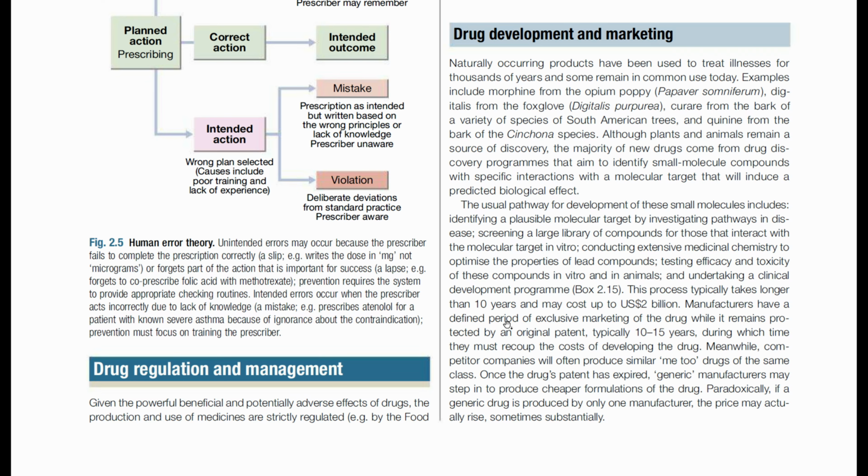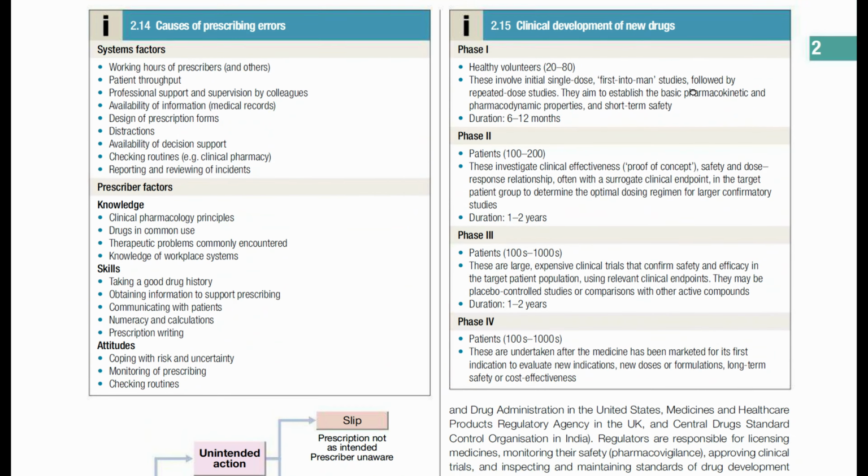Manufacturers have a defined period of exclusive marketing of the drug while it remains protected by an original patent, typically 10 to 15 years, during which time they must recoup the cost of developing the drug. Meanwhile, competitor companies will often produce similar me-too drugs of the same class. Once the drug's patent has expired, generic manufacturers may step in to produce cheaper formulations of the drug. Paradoxically, if a generic drug is produced by only one manufacturer, the price may actually rise, sometimes substantially. Page 25.